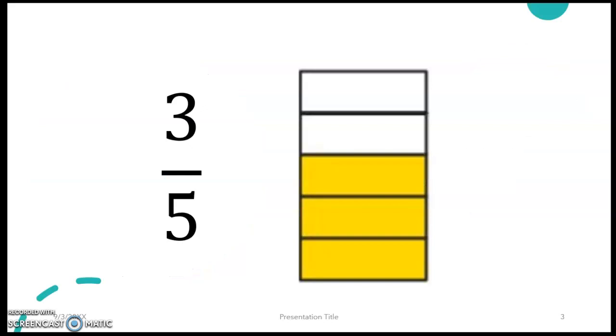So in the past, yesterday, we talked about how to find equivalent fractions through modeling. And so we looked at models like this. Like this model for 3/5 shows that there's 5 total rectangles and 3 of them are highlighted.